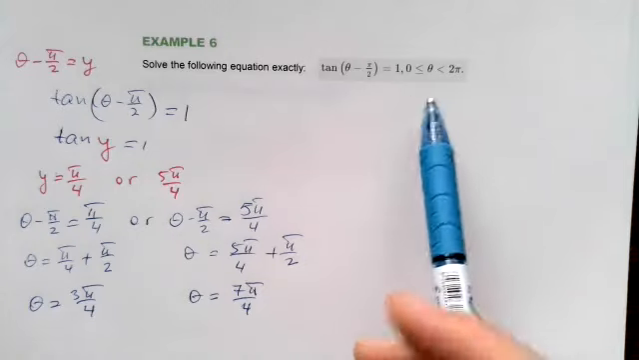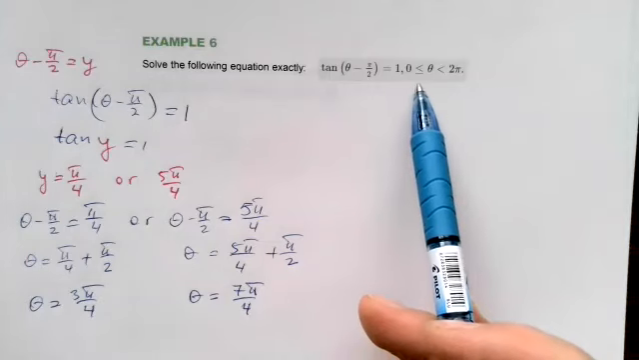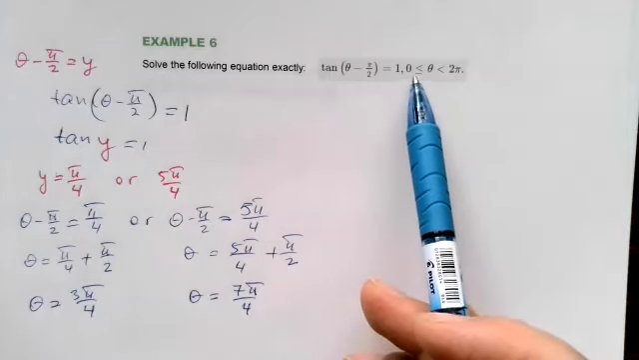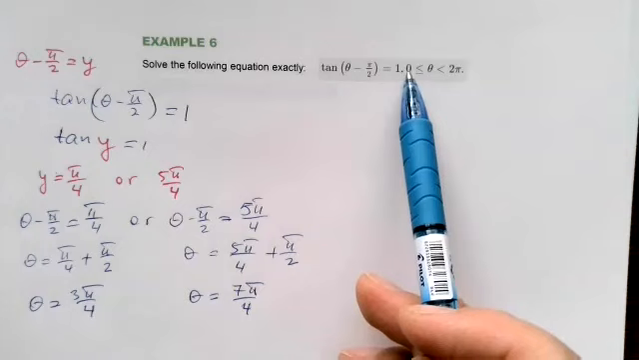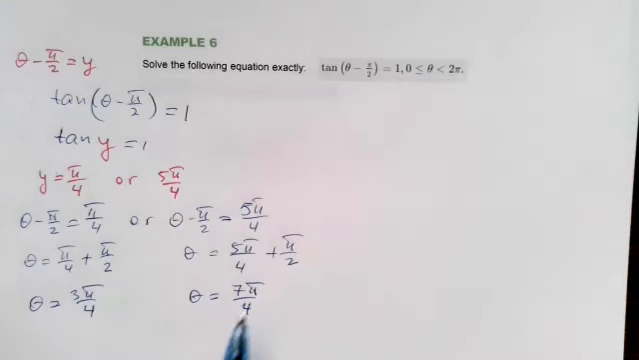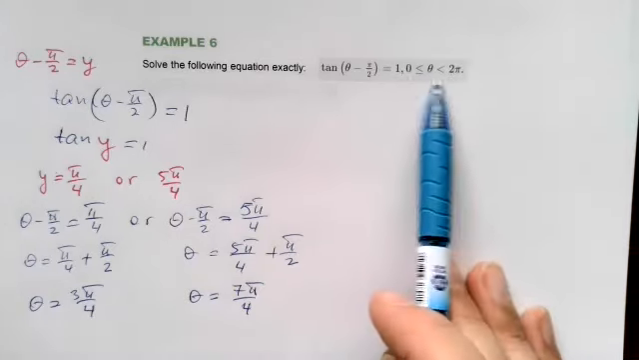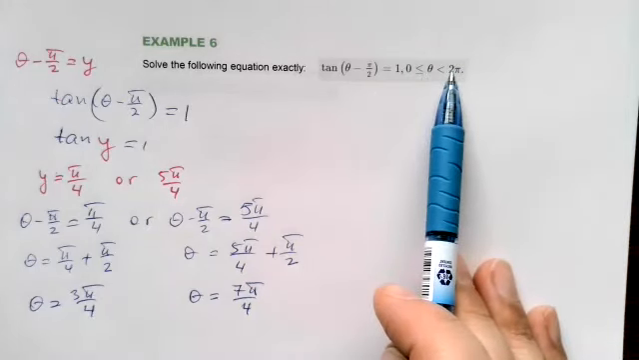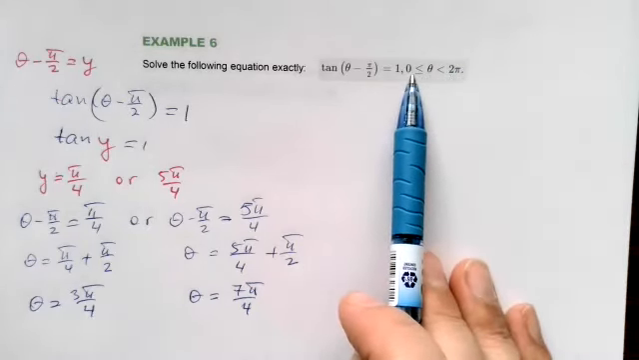Now, our solutions. Are they in the range that they provided us with? So the range is from 0 to 2 pi. All of these solutions are good. They're in the range. But what about other solutions? Are we going to have other solutions?